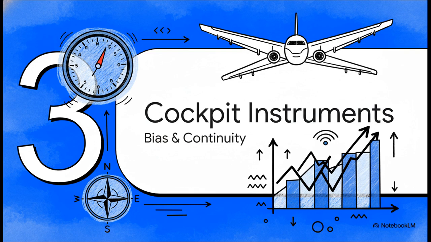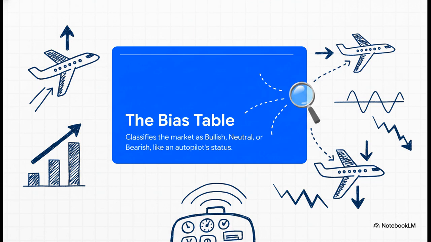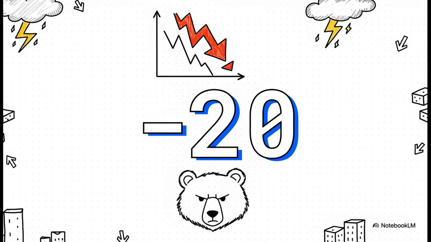These are the dynamic tools that tell us exactly what's happening mid-flight. Our first instrument is the bias table. The best way to think about this is like your autopilot status. It crunches live data and classifies the market into one of three simple states: bullish, neutral, or bearish. In pilot terms, it's telling you if your plane is climbing, cruising, or descending. And what's so powerful about this is how it quantifies that market feeling. It doesn't just say, oh, it's bearish. It gives it a hard number, like this strong bearish signal, which has a score of -20. It's a specific, data-driven reading of what's going on.